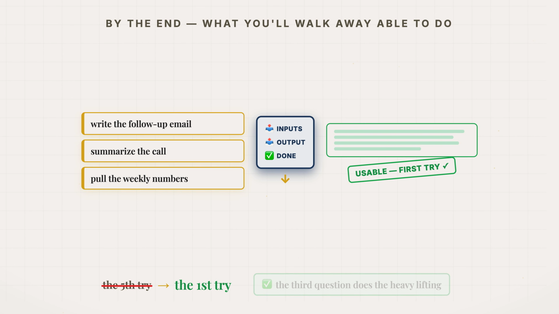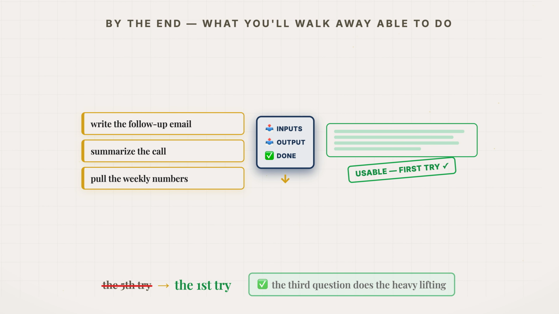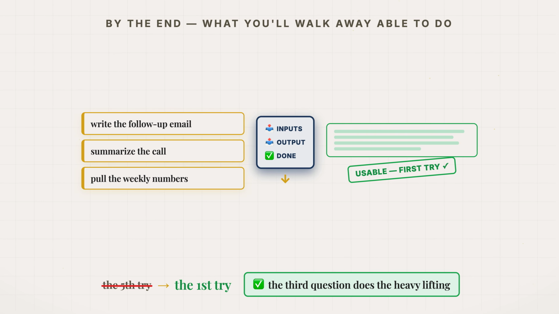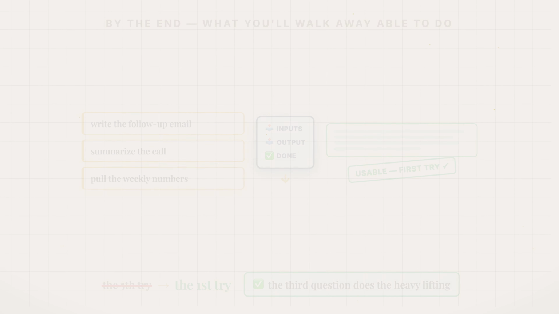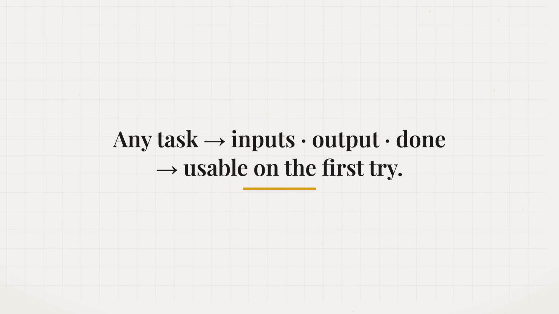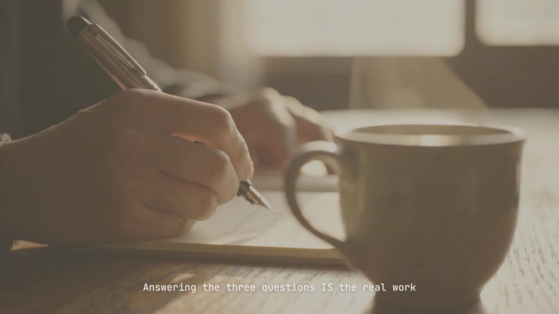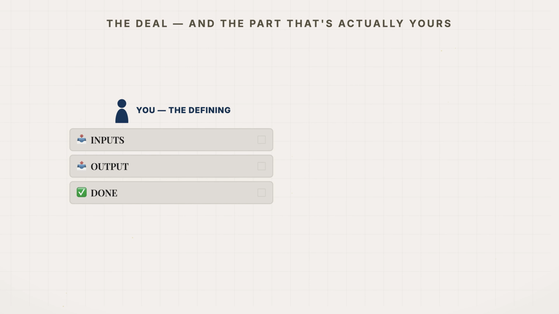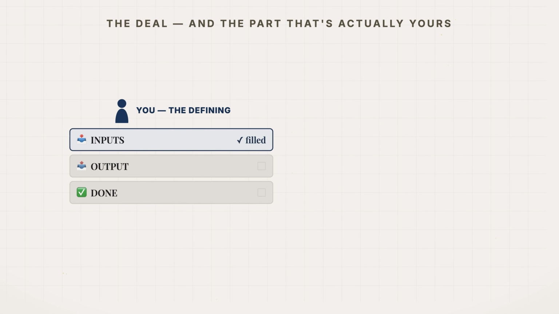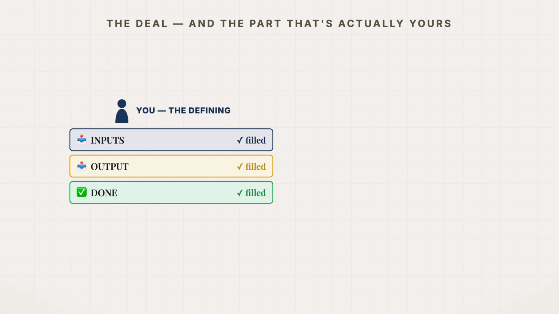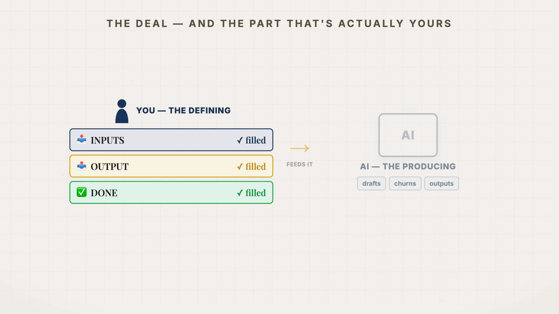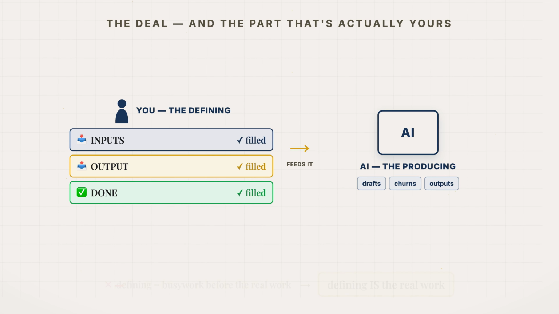3 questions, run on 1 task. That's the whole move. And the 3rd question, the one almost everyone skips, is the one that does the heavy lifting. So we're going to spend real time on it. Let's take the questions one at a time, because each one closes a specific way the AI fails you. And I want you to notice, as we go, that answering these 3 questions is not busy work before the real work. Answering them is the real work.